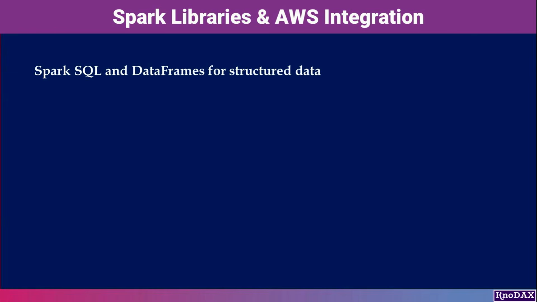Now that we've seen why Spark has become the modern distributed engine, let's look at some of the key libraries that make it so powerful, and how these capabilities integrate directly with AWS. Spark provides Spark SQL and DataFrames, which bring a structured SQL-like interface to big data processing. This makes querying large datasets intuitive and highly optimized.